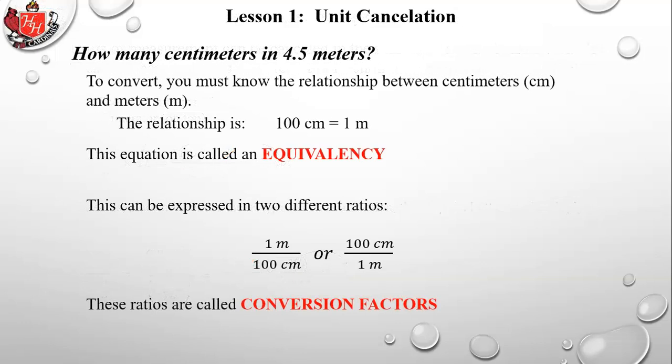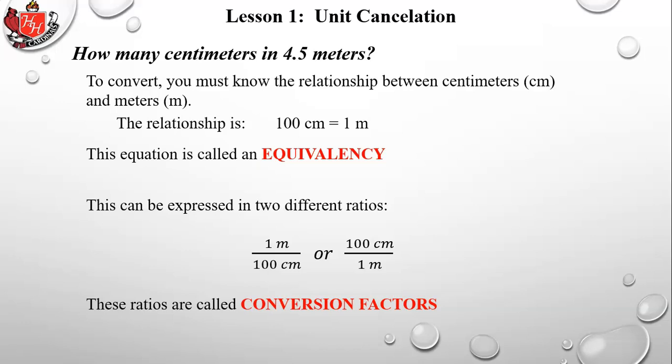Okay, now we're going to solve a problem. How many centimeters in 4.5 meters? So to make this conversion, you must know the relationship between centimeters and meters. Some of you might know that already. But when we do these problems, you will always be given the relationship. There are 100 centimeters in 1 meter. And that's called an equivalency. 100 centimeters equals 1 meter.